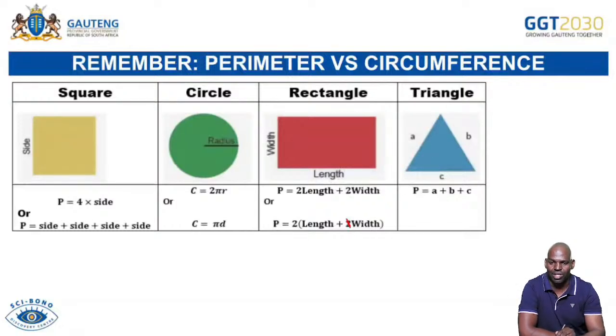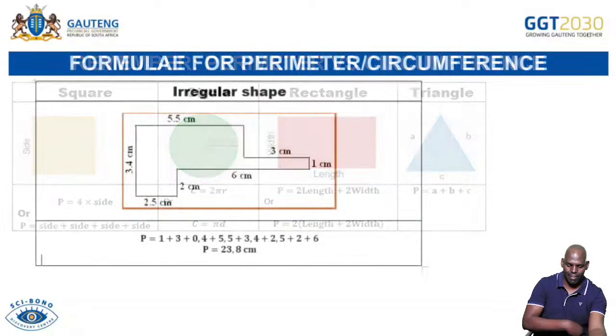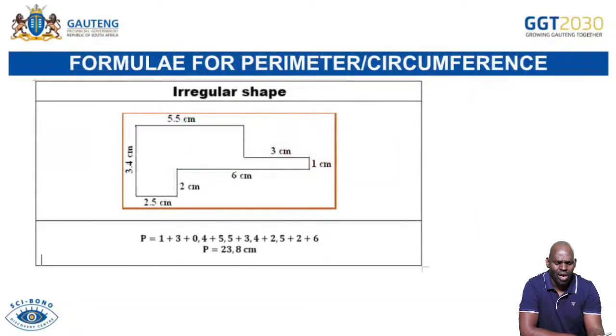If you are given a triangle, it does not actually have a specific formula. You just add up all the sides. That is how you determine the perimeter. And then of course we've got irregular shapes. Irregular shapes are those shapes that do not have a specific formula. They don't have a specific formula because you can't tell what type of shape that is, but it is actually a combination of different shapes.